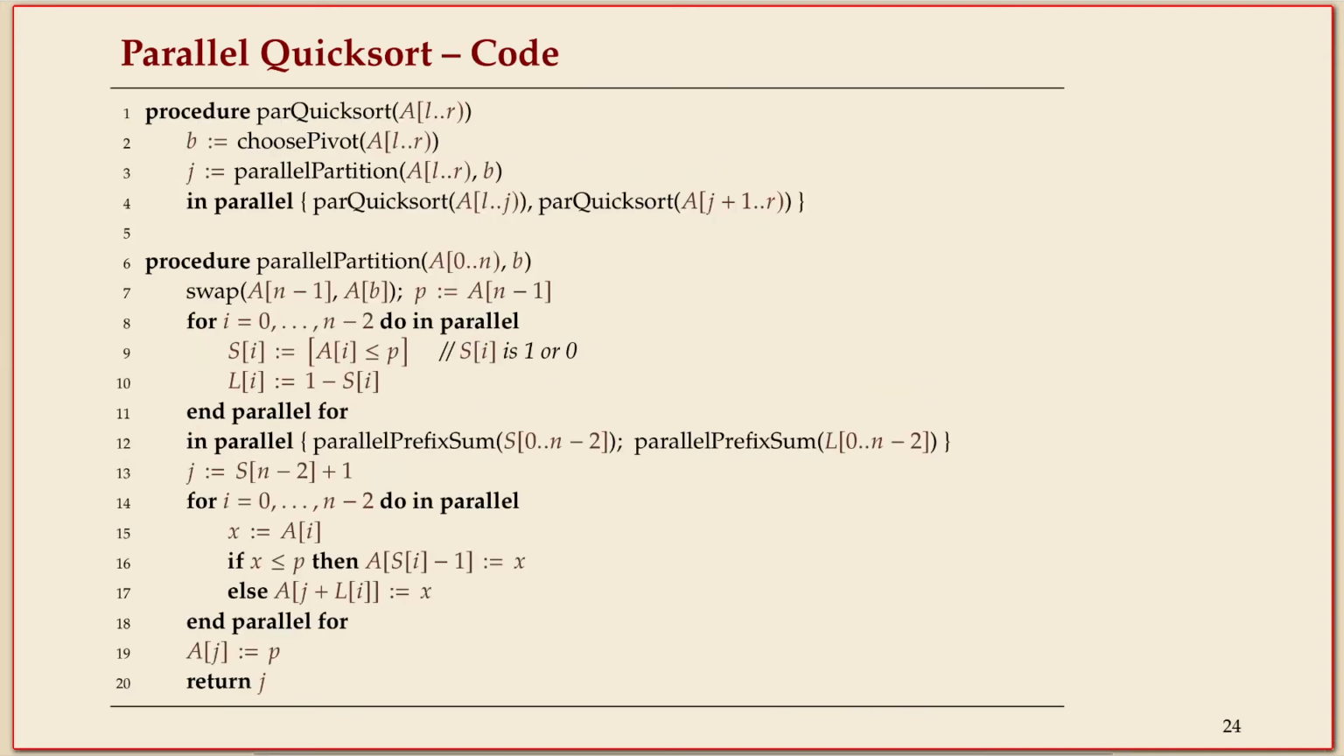Okay, let's try to also put that in code. The recursive scaffolding is, as before, even closer to the original code for Quicksort. The only change here is this "in parallel". The partitioning method is a little more different.